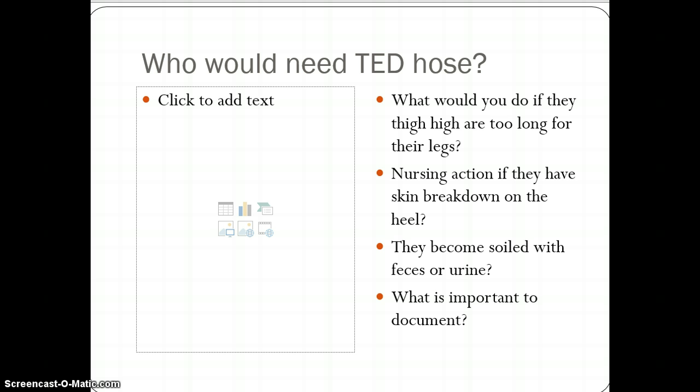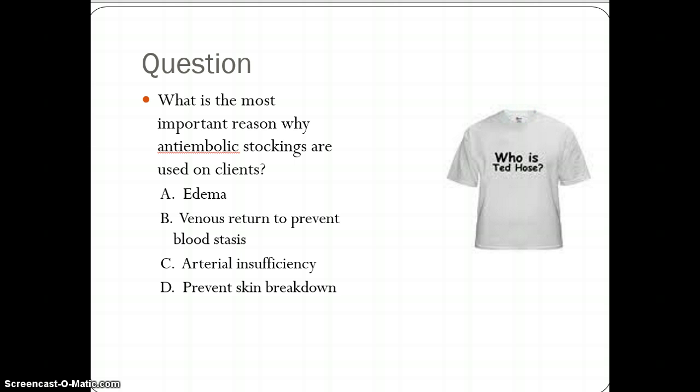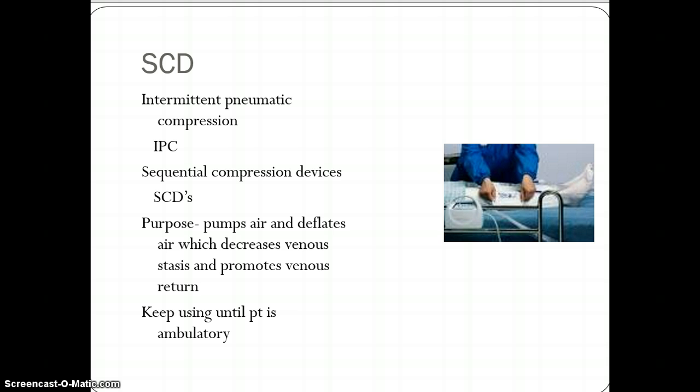What we want to be documenting is things like how they tolerate it, what the skin looks like underneath, do they have good circulation, and if TED hose are put on too snugly, they rub against the bottom or the top of the toes, and you can cause reddened areas even to the top of the toes. It's important we take them off every shift, and we're looking to make sure that they aren't wrinkling. I've seen that around the ankles where they will crease and wrinkle, and they will actually have skin breakdown as a result of that. So what is the most important reason anti-embolytic stockings are used on patients? We want to think about B. Venous return to prevent that blood stasis is why we have TED hose ordered.